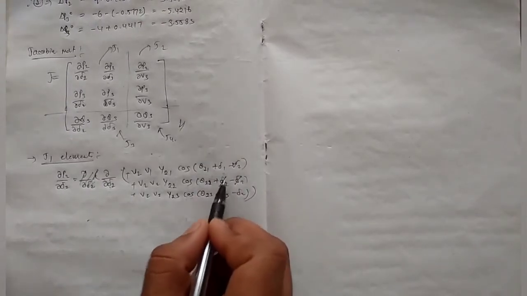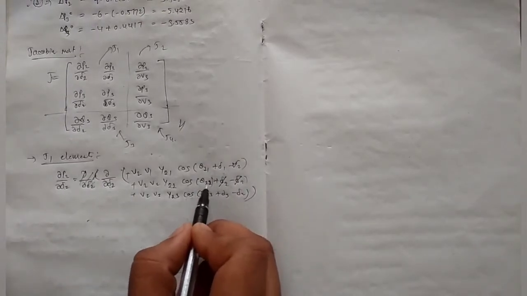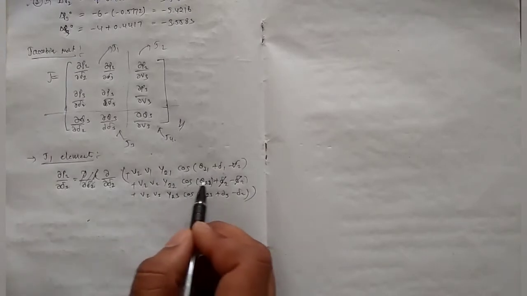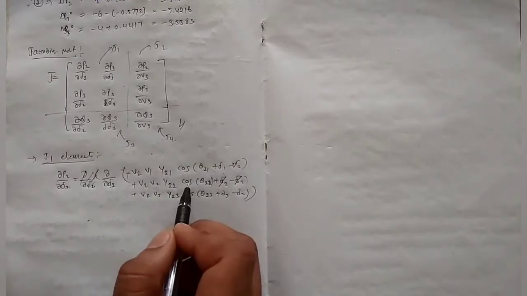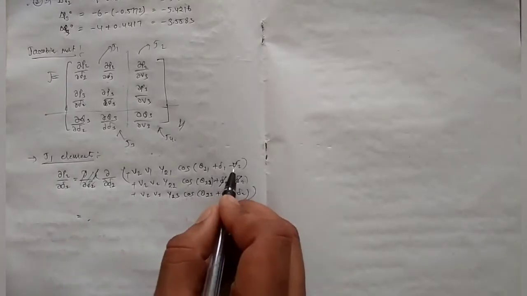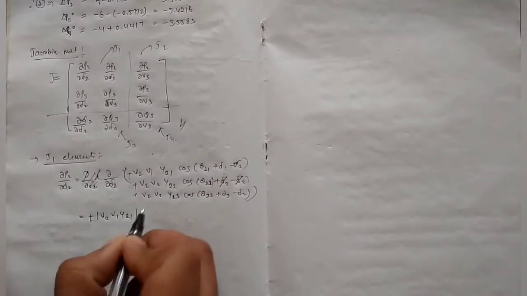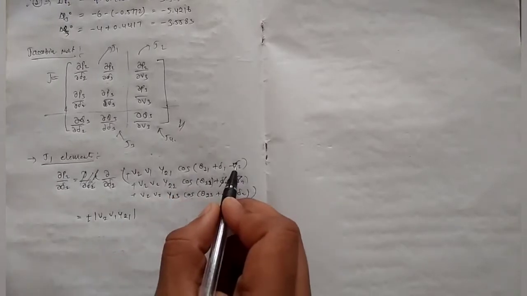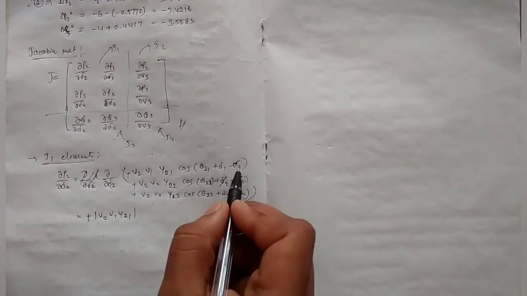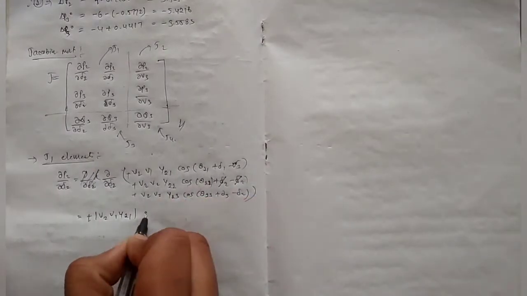Okay, we completed this. Now we need to differentiate with δ2, right? The δ2 cancels, it becomes 0. Only θ2 is left. Now this whole expression is a constant. We don't have δ2 terms to differentiate, so we get 0 for this term, plus V2 V1 Y21 as constants, and in cos we have δ2 inside. The differentiation of cos θ is minus sin θ.